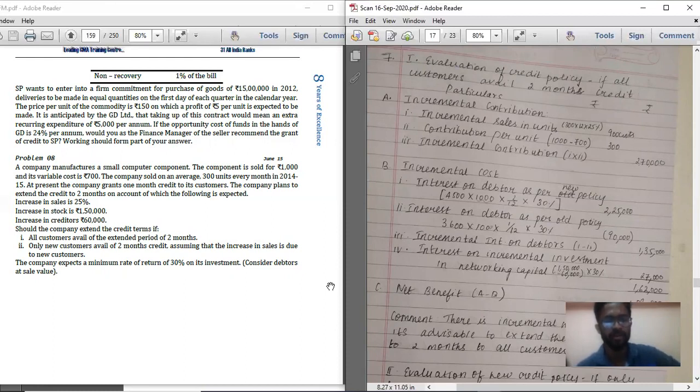They have given the contribution: 700 rupees is the variable cost, and the total selling price is 1000. So 1000 minus variable cost 700, this is 300, which is the contribution.